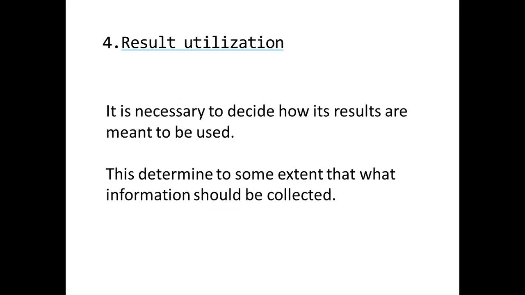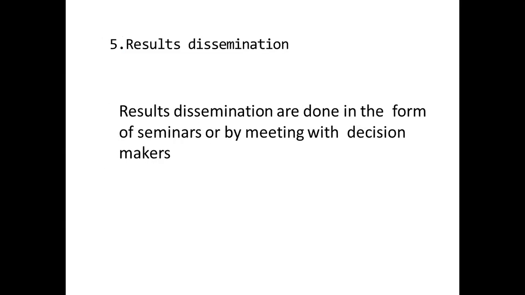Point number 4 is result utilization. It is necessary to decide how the results are meant to be used. After finding the solution and the alternatives, we have to utilize the results in the best manner, and decide how the results are meant to be used. This determines to some extent what information should be collected. Result dissemination is done in the form of seminars or by meetings with the decision makers. For result dissemination, firstly we have to discuss with the decision makers, and after that dissemination is done in the form of seminars or meetings.